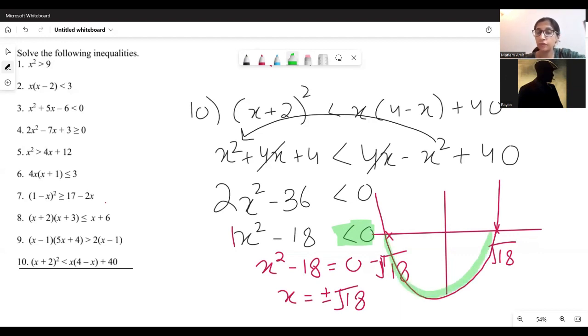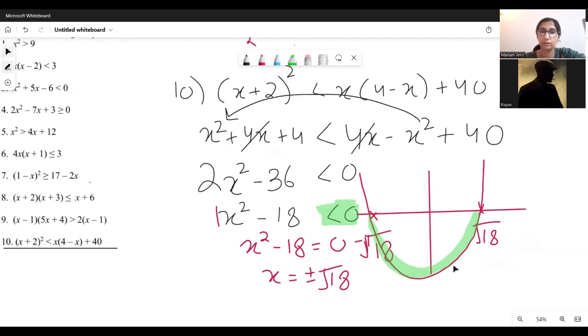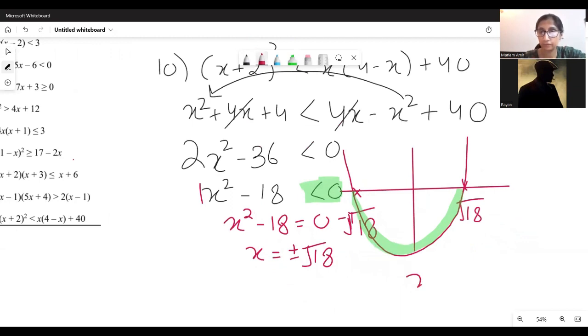Now, what are the values of x in this region? X is less than positive under root 18, and it is greater than negative under root 18. You write this collectively: x is between square root of 18 and minus square root of 18, like this. X is greater than minus square root of 18, and x is less than positive square root of 18.